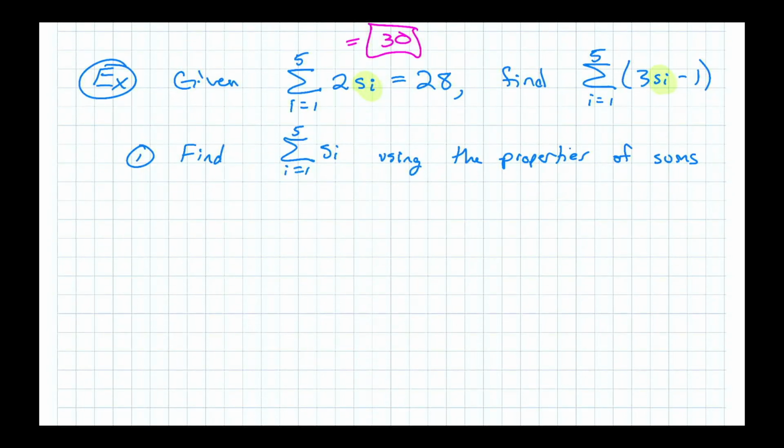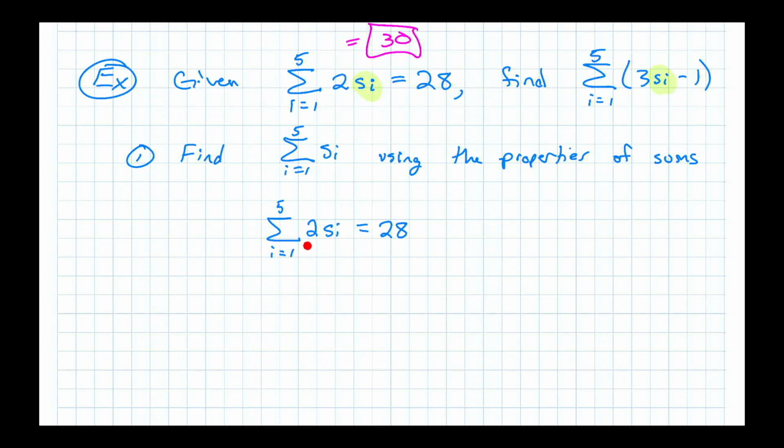Okay, so how is that going to work? Well, what we're going to do is take this first thing right here, and we're just going to write it down. So try that. Start here. The sum from 1 to 5 of 2si is supposed to be 28. Okay, that's what we know.